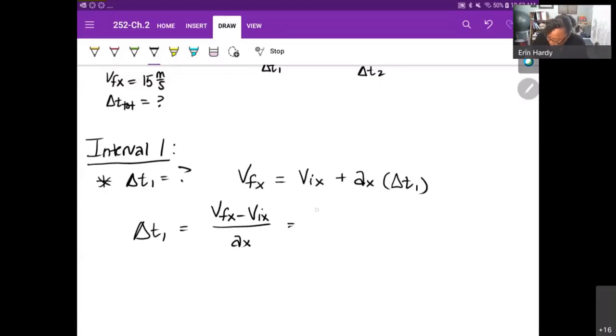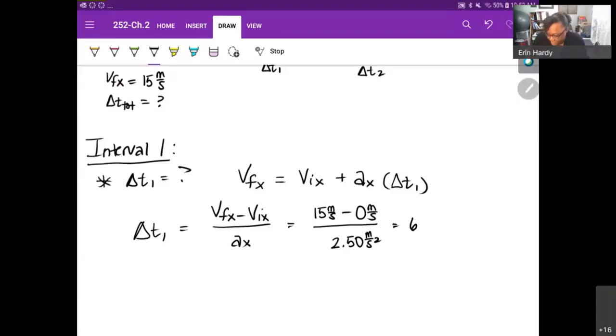So let's plug those in. V final X is 15 meters per second. The initial X is 0. And then I have 2.50 meters per second squared for the acceleration. So that ratio is going to tell us how long it takes to reach 15 meters per second. And we end up with 6 here.